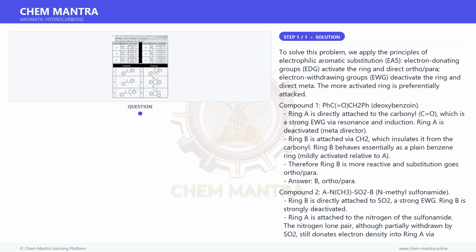Therefore, the correct answer is: 1. Reactivity B, substitution ortho-para. 2. Reactivity A, substitution ortho-para. 3. Reactivity B, substitution ortho-para. 4. Reactivity A, substitution all positions. 5. Reactivity B, substitution meta. 6. Reactivity B, substitution ortho-para.